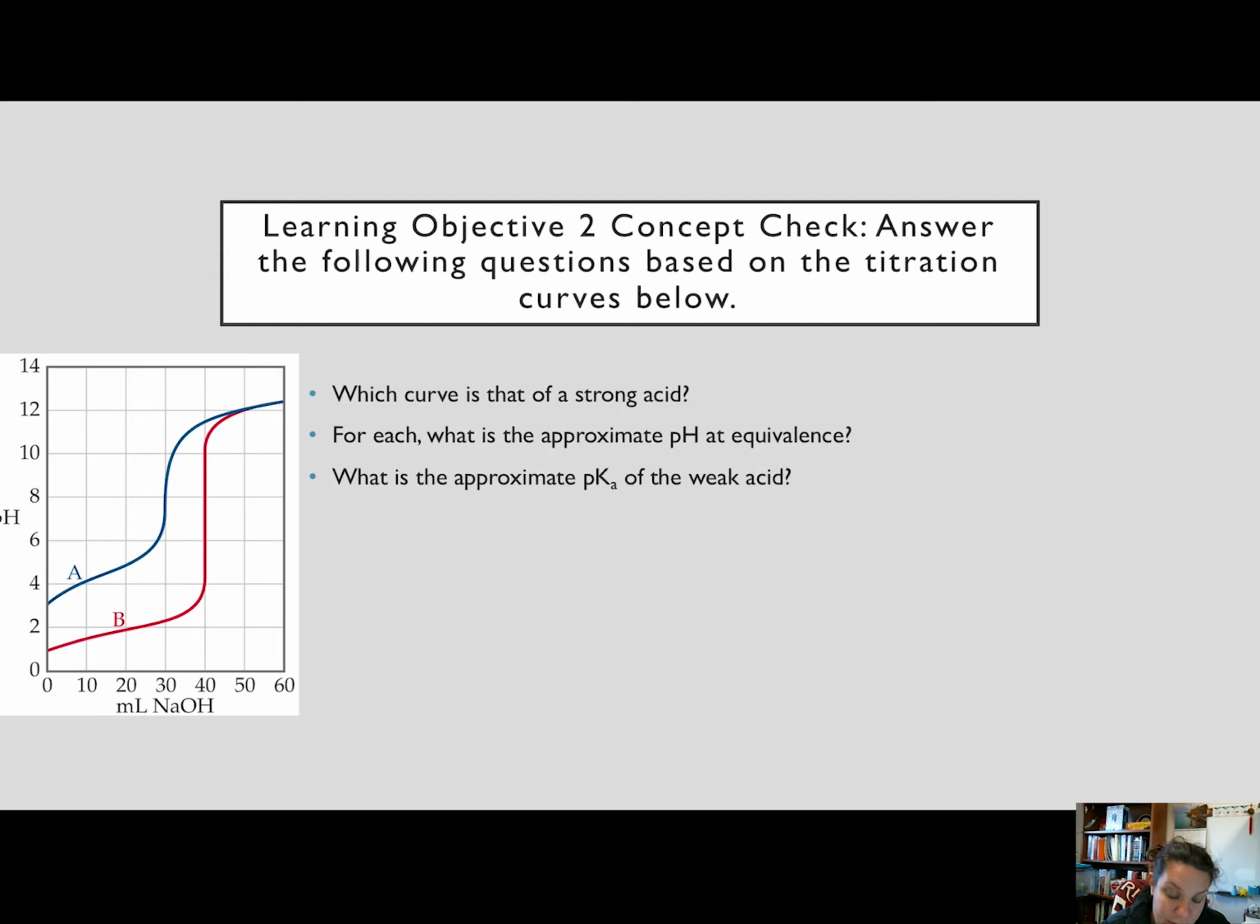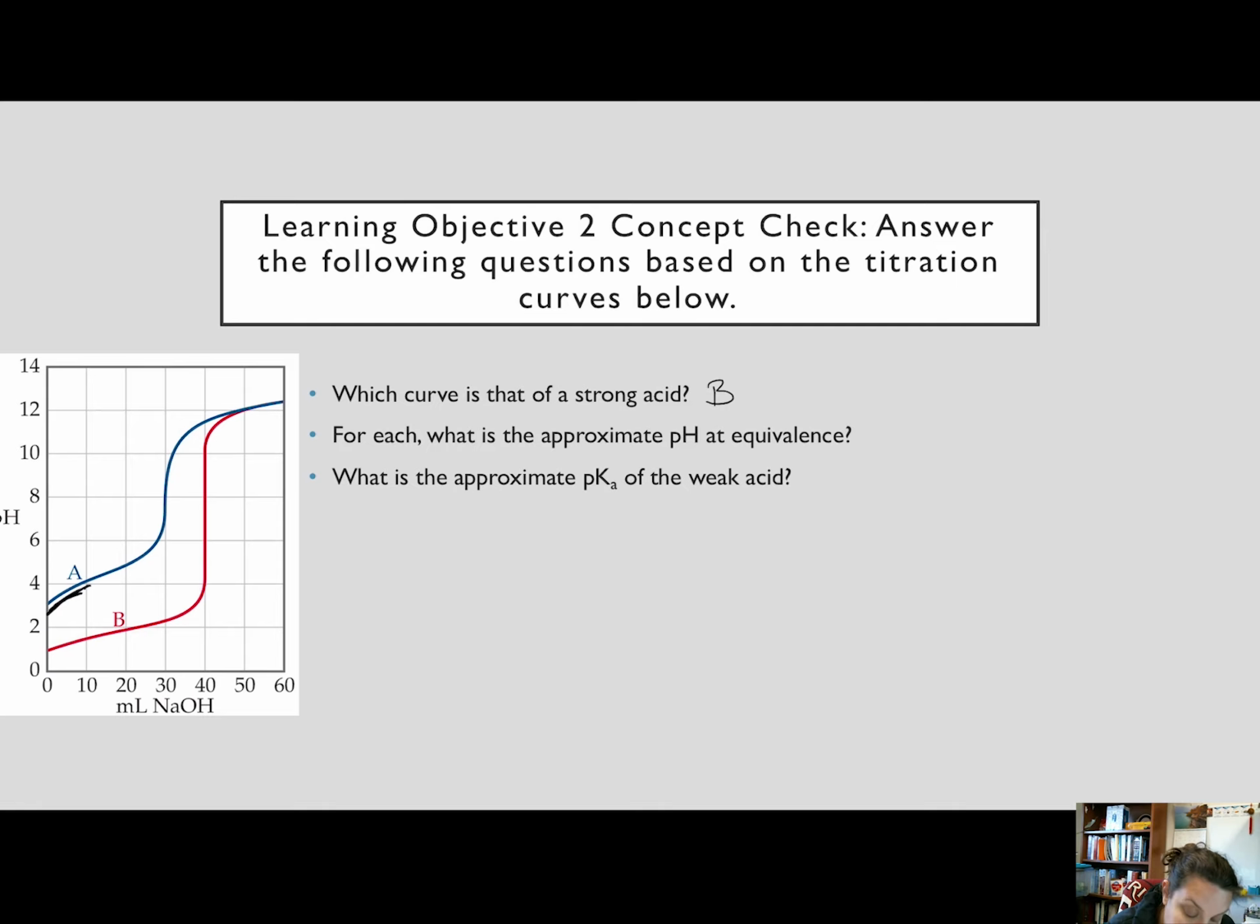So we've got the following titration curves, A and B, and we want to know which one is a strong acid, which one is a weak acid, what is the pH for the equivalence point for each of them, and then the approximate pKa for the weak acid. So if we look, B has a straighter curve down at the bottom, so B is going to be our strong acid, while A will be our weak acid. We can see that curving up that we expect to see with the weak acid. So A is going to be our weak acid.